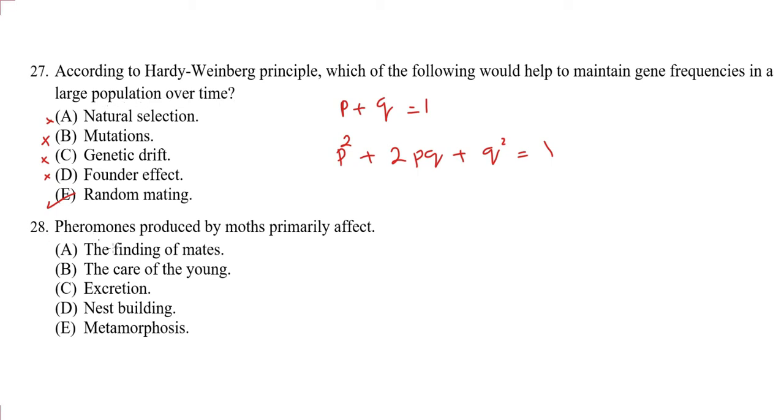Number 28, pheromones produced by moths primarily affect finding of mates. Pheromones are something like perfume, and they are hormones that can spread through air, and they form signals for different mates. So it's a message to say it's a time for reproduction. But it doesn't affect the caring of young or excretion or nest building behavior or metamorphosis, which is controlled by molting hormone.